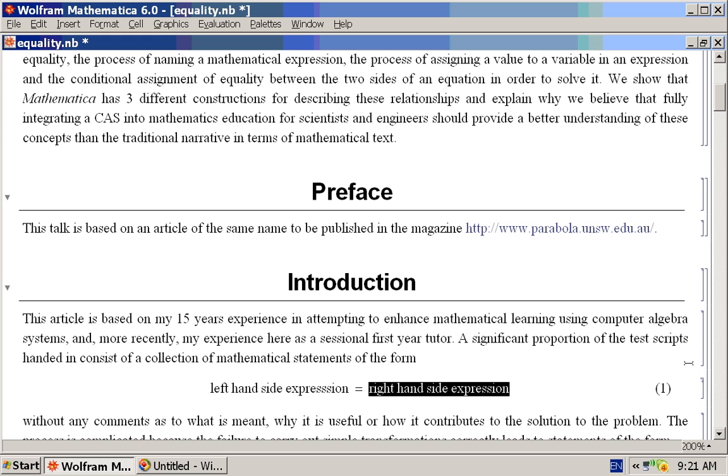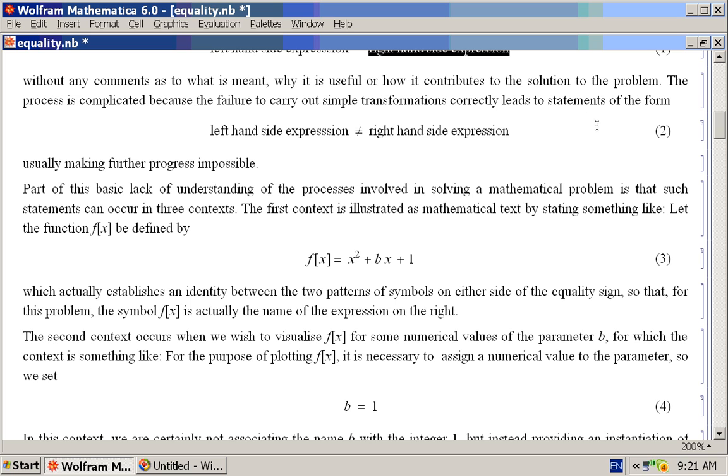without any comments as to what is meant, why it is useful, or how it contributes to the solution of the problem. The process is complicated because the failure to carry out simple transformations correctly leads to statements of the form left-hand side expression is not equal to right-hand side expression, and this usually makes further progress impossible.